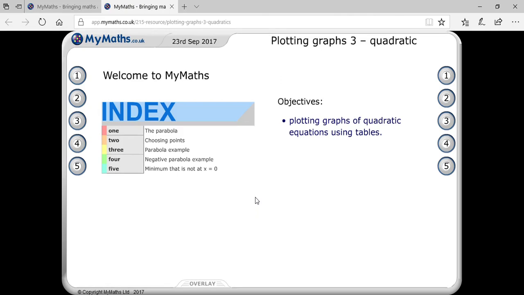So here, beta, our today's topic is plotting graph 3, that is quadratics. As I explained to you before, a quadratic equation means having power 2 of the variable, so maximum power 2 will be there. Fundamentally you have to keep in your mind that the graph of a quadratic will be parabolic.